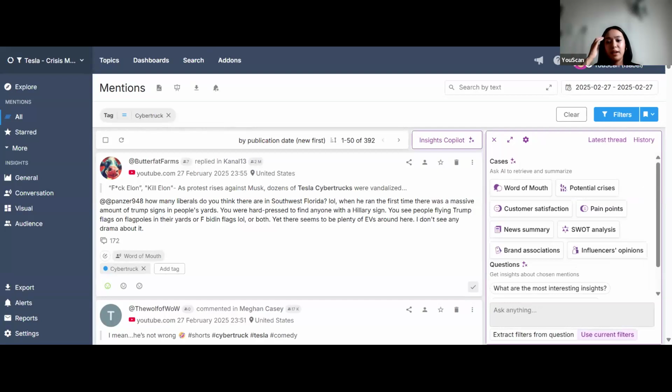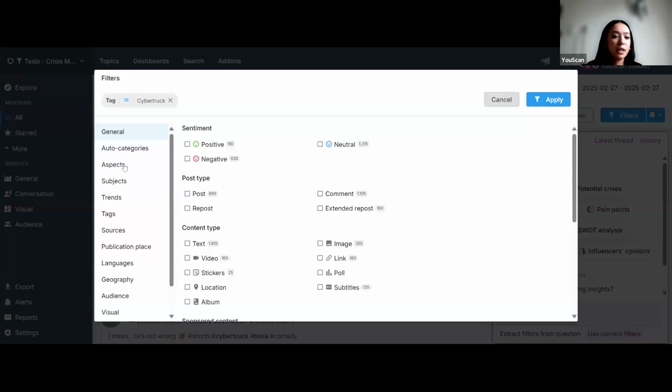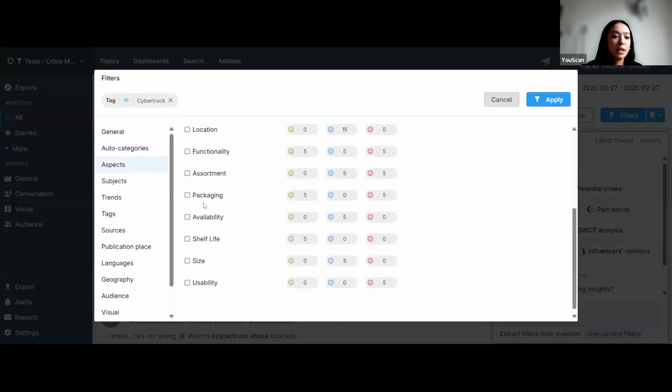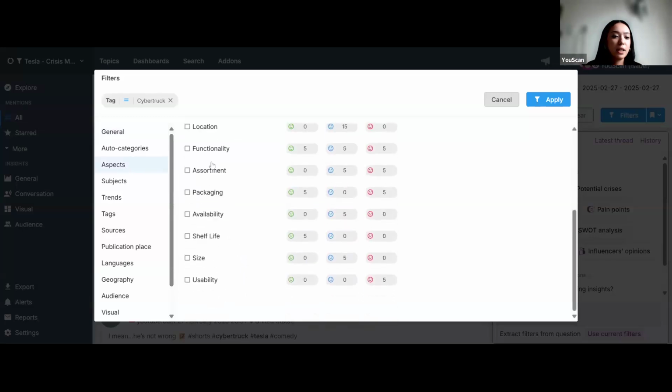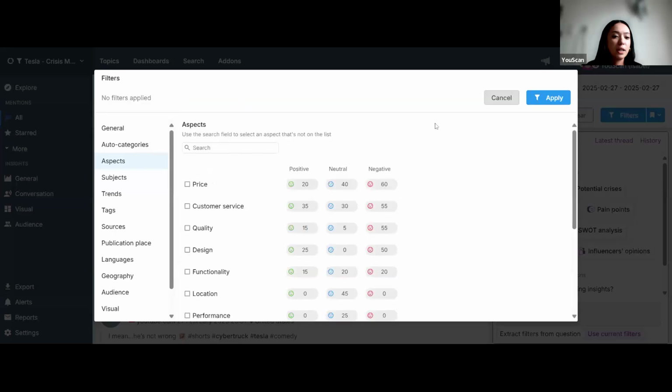Are the aspects predefined or can they be customized? Yes and no. The aspects on the platform are already predefined. So here in filters and aspects, we can check the aspects that we have already personalized, already done. But we can also personalize our own aspects, creating tags.